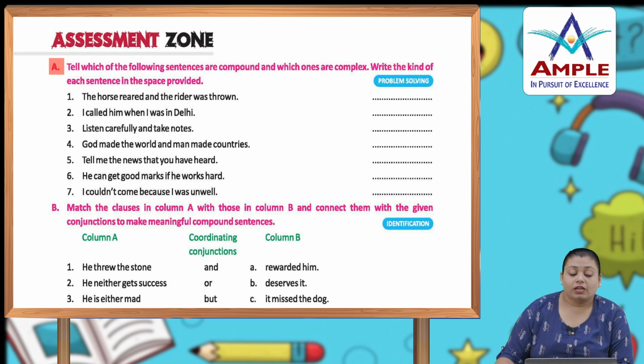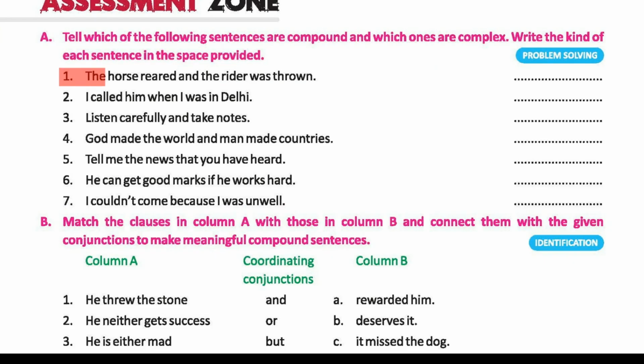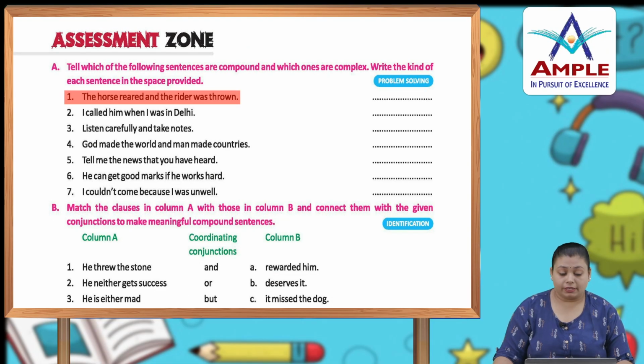Now assessment zone. Tell which of the following sentences are compound and which are complex. Write the kind of each sentence in the space provided. Number 1. The horse reared and the rider was thrown. It's a compound sentence.